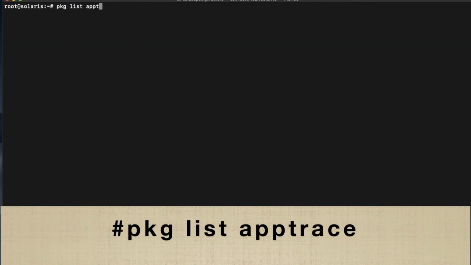Earlier it was showing that we don't have any package installed of the name apptrace. So you can see the name, publisher, and the version. Earlier when we ran the command pkg list apptrace, there was no i, and as of now we can see the i is present there. Okay, so it means it is installed, right?